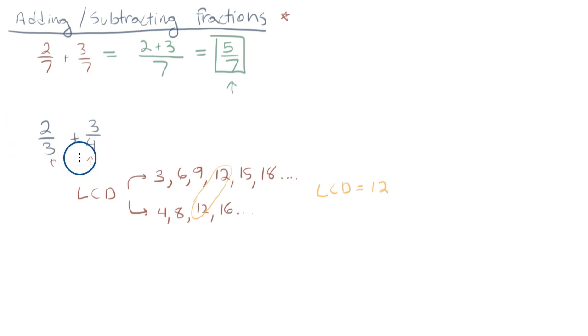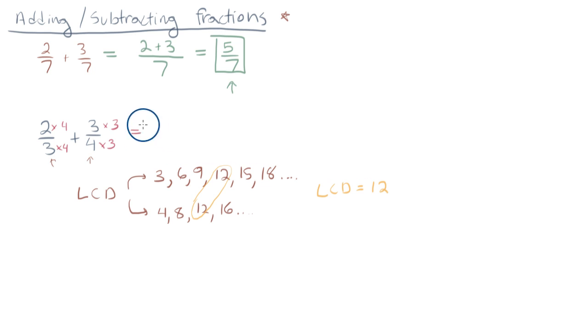And so how do we do that? Well, we use multiplication, of course. And so if we want to make 3 a 12, we can multiply it by 4. If we want to make 4 a 12, we can multiply it by 3. And to make sure that we don't change the actual value of each of these fractions, we have to do the exact same change to the numerators in each.